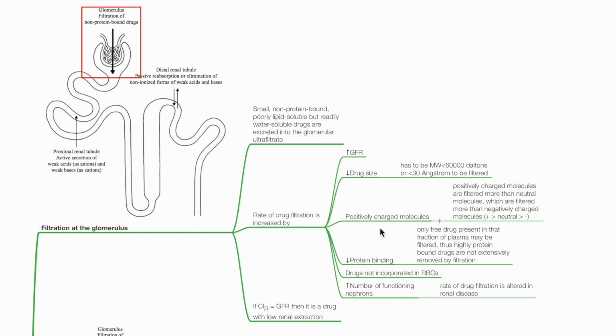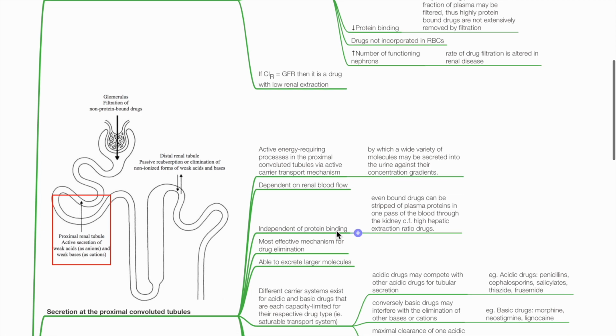Reduced protein binding. Only free drug present in that fraction of plasma may be filtered. Thus, highly protein-bound drugs are not extensively removed by filtration. Drugs not incorporated in RBCs, an increased number of functioning nephrons increases the rate of drug filtration. If renal clearance equals GFR, then it is a drug with low renal extraction.